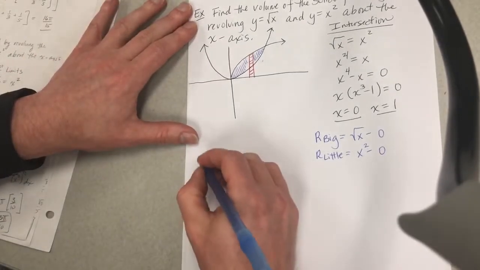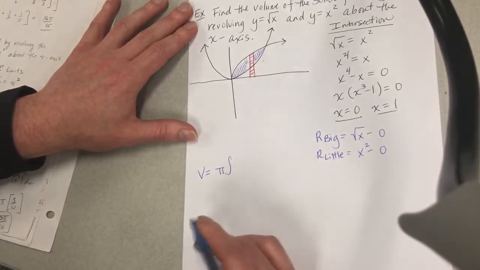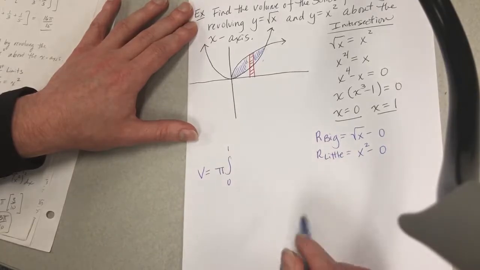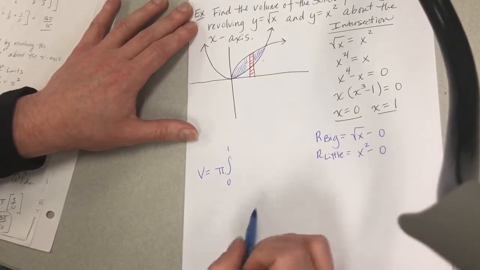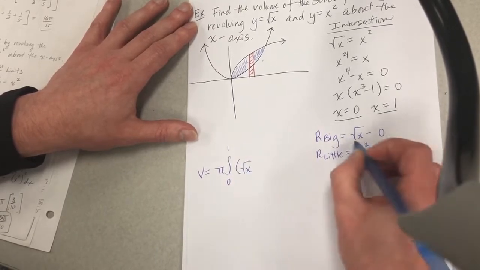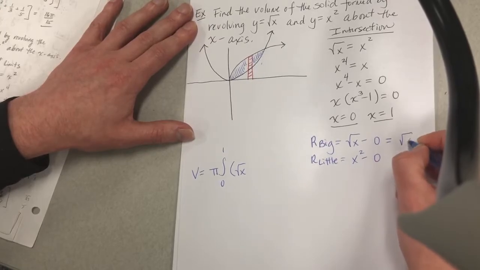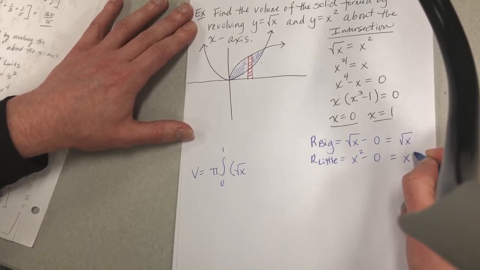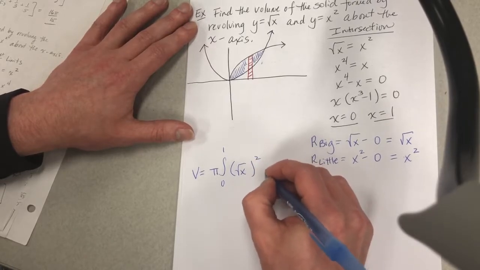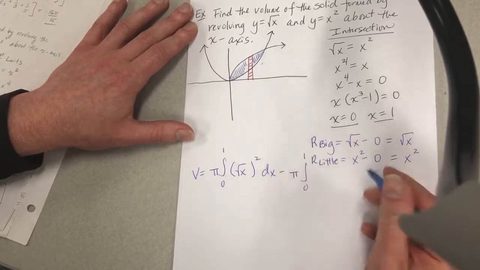So when we go to do our volume, it's going to be pi times the integral from 0 to 1 of r big minus r little squared. Okay, so it's going to be square root of x minus 0, which is square root of x, right? And this just is x squared. And then we're going to subtract out the white region with my r little.